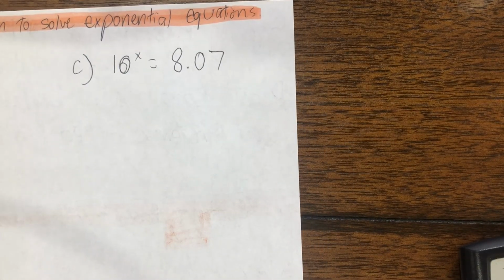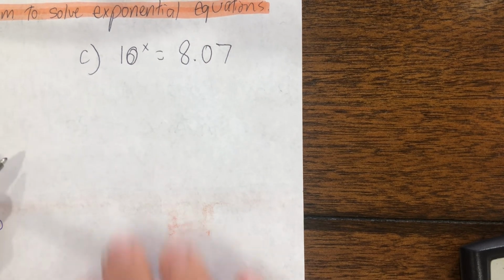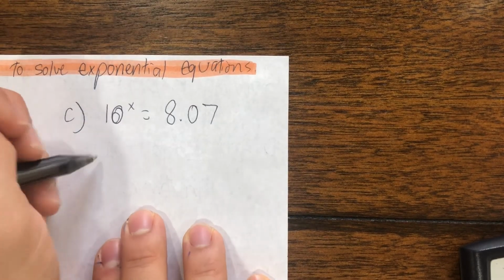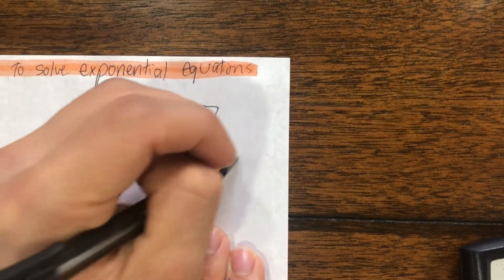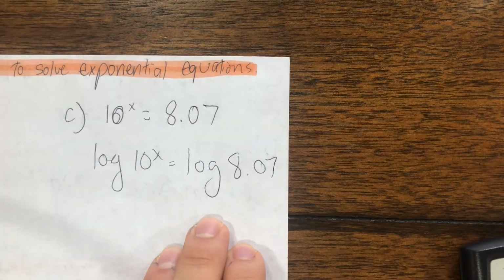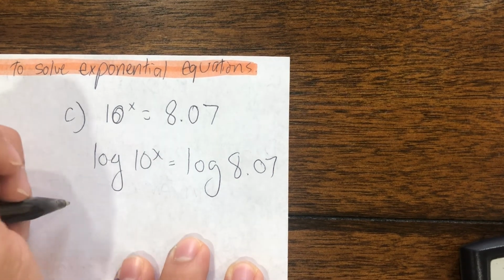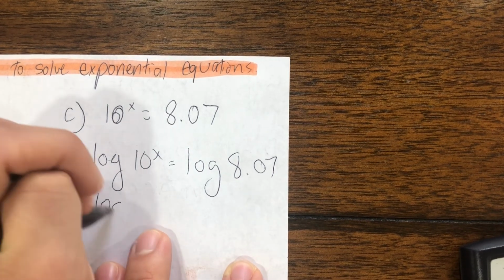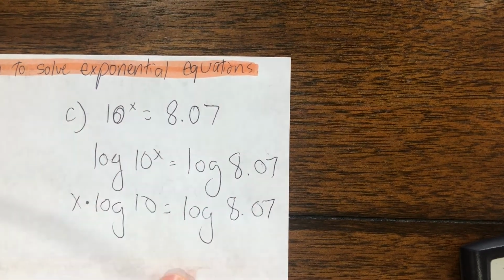All right, so we're going to take a look at part C, which we have 10 to the x power equals 8.07. So what I'm going to do is put log on both sides to get the exponent to be in the front. So I have log of 10 to the x power equals log of 8.07. So with that being said, I can go ahead and use the power property to move this to the front of the line. So I have x times log of 10 equals log of 8.07.